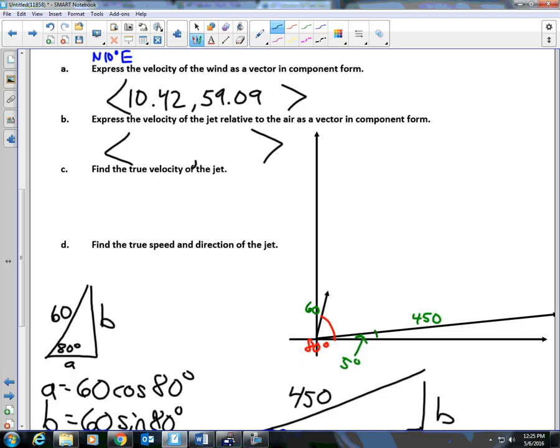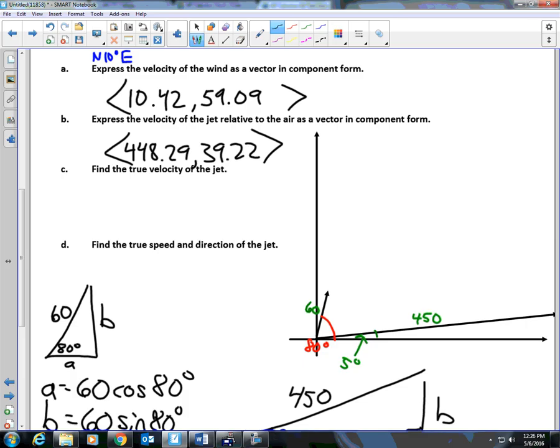Who's got a result for me? What do you got? Good. 448.29, 39.22. Anybody else confirm that? Thank you. All right. So, was that new or is that review? We've done it before, right? Just had to add in that piece to it.